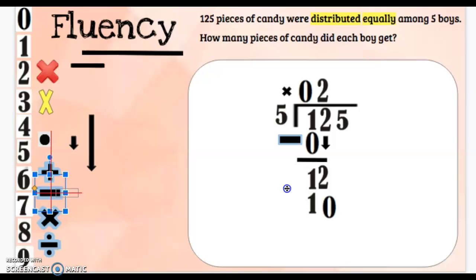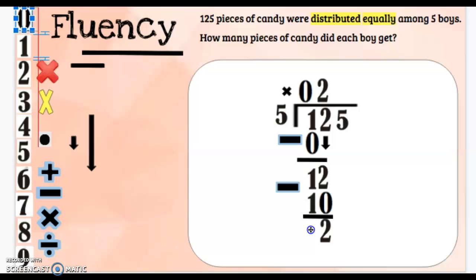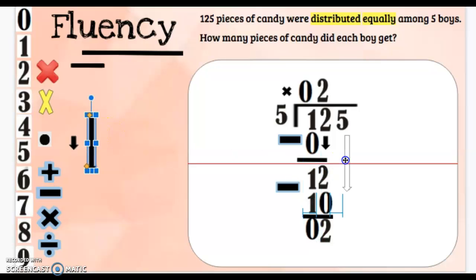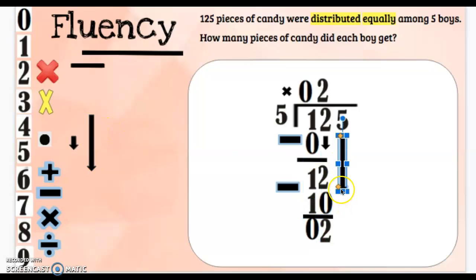Oops, my 0 decided to go its own little way. And then we move it up. And then we're going to subtract. 2 minus 0 is 2. 1 minus 1 is 0. And whenever you're done subtracting, you bring down that number. So I'm going to bring down my 5. Now make that arrow go down. I bring down my 5.